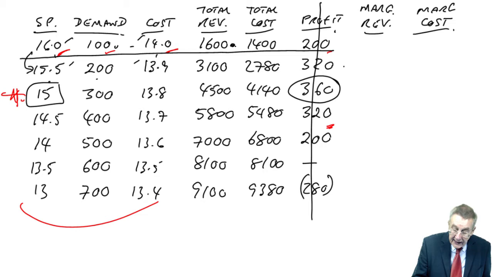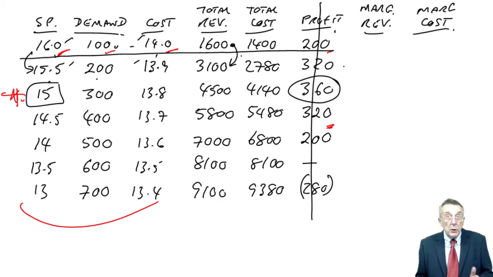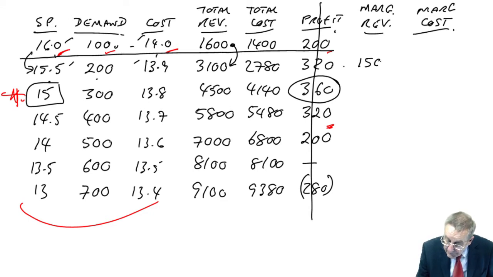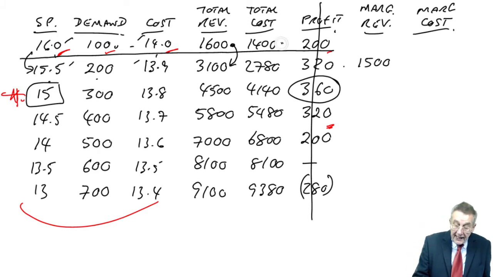We're already getting 1,600. Drop the price and the revenue goes up to 3,1. The extra revenue, or the marginal revenue, we get an extra 1,500. So dropping the price by 50 cents will give us 1,500 more revenue. At the same time, though, it will increase the costs. We're already spending 1,400.